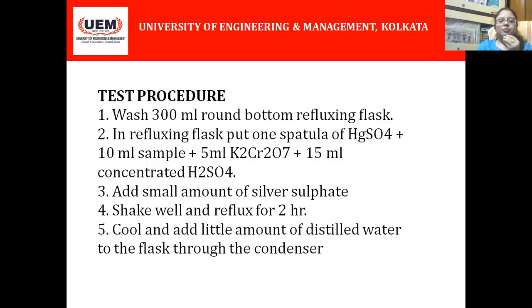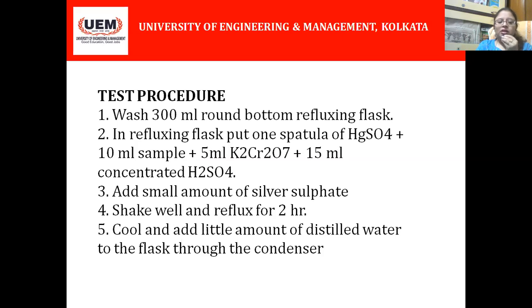Now, coming to the test procedure. First, we will take a round bottom refluxing flask. In the refluxing flask, we will put 1 spatula of mercuric sulfate, 10 ml of sample water, 5 ml of potassium dichromate, and 15 ml of concentrated sulfuric acid. Then we will add some amount of silver sulfate to this solution. Then we will shake well and reflux for 2 hours.